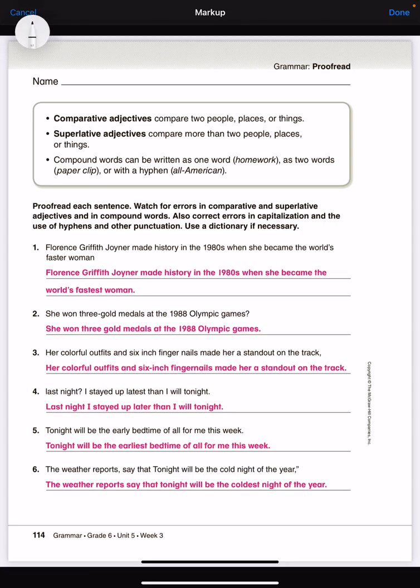Okay? All right, you can see in number 1, so far so good. We don't want to say world's faster woman. We want to say fastest. You wouldn't say faster unless you were just talking about 2. Okay? You don't need the hyphen in 3 gold. And then obviously it's not a question. Her colorful outfits and 6-inch. Okay, so because 6-inch comes before fingernails, it needs a hyphen.